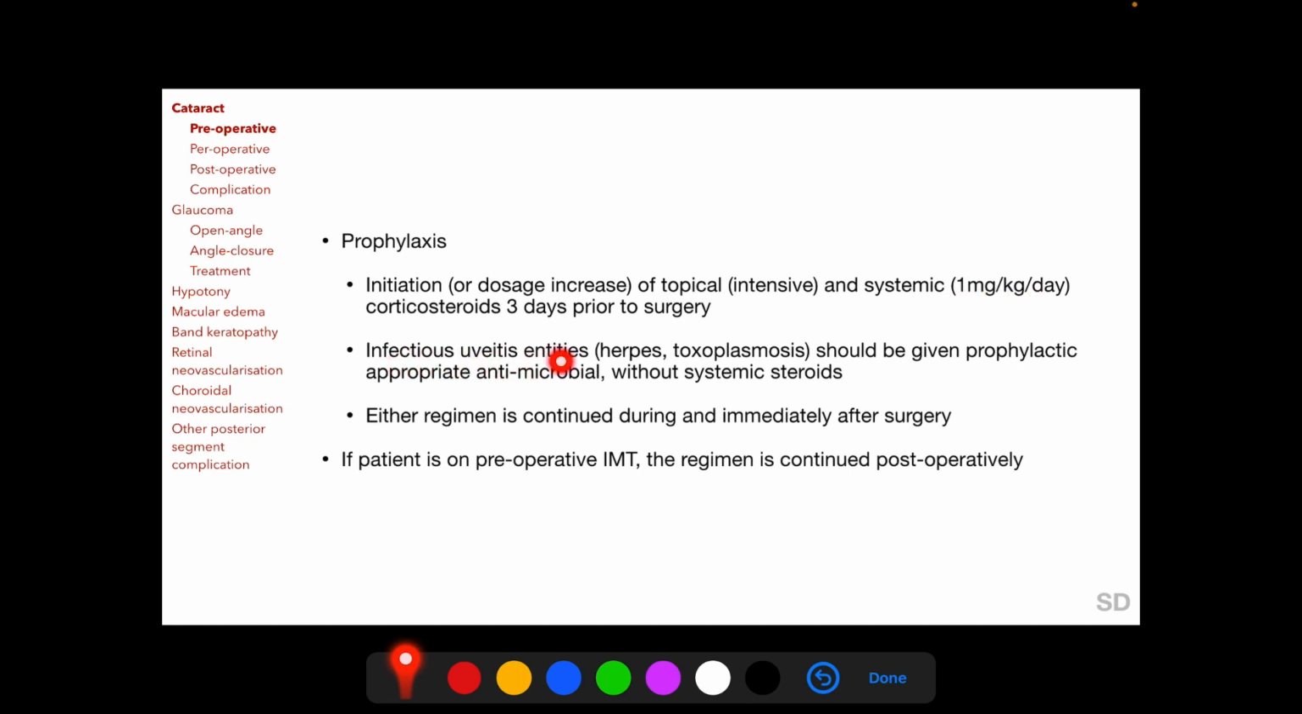Infectious uveitis entities such as herpes or toxoplasma should be given prophylactic appropriate antimicrobials without systemic steroids prior to cataract surgery, and either of these 2 regimens is continued during and immediately after surgery. If a patient is on preoperative immunomodulatory therapy, the regimen is continued peroperatively and postoperatively, and this occurs in situations of chronic uveitis such as Vogt-Koyanagi-Harada syndrome.